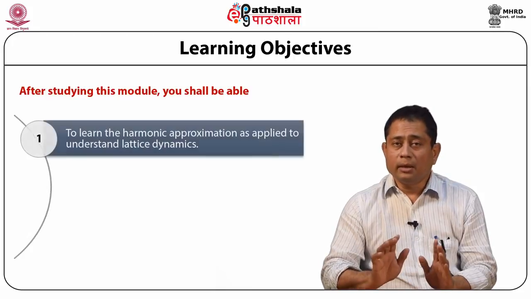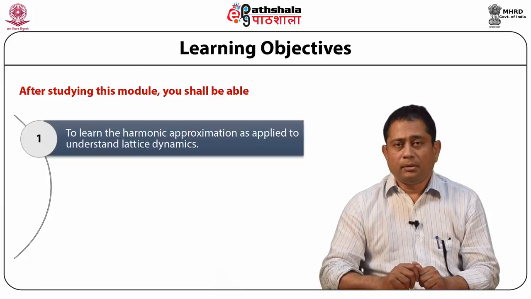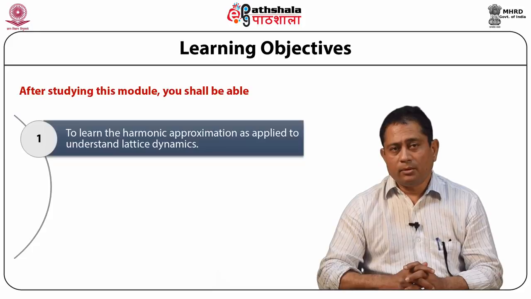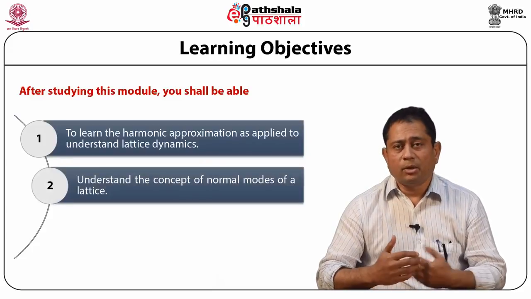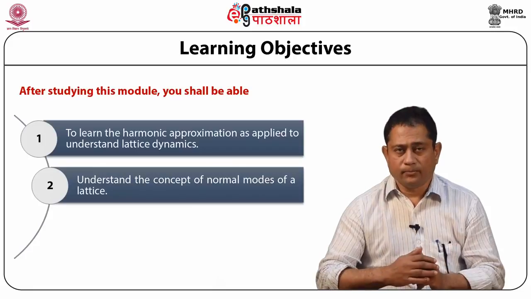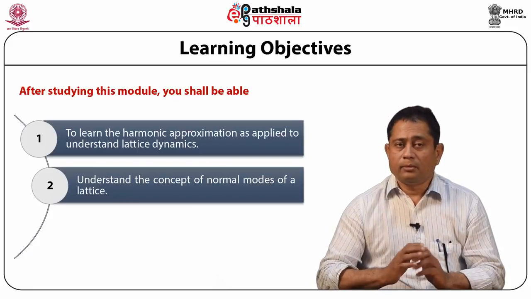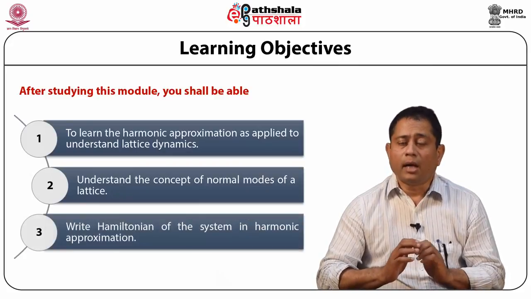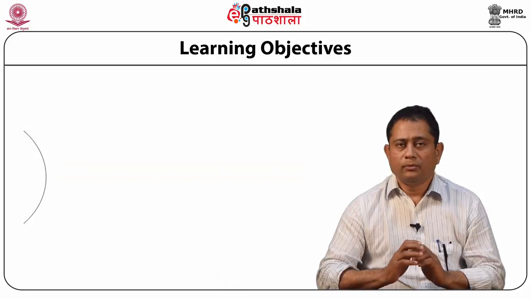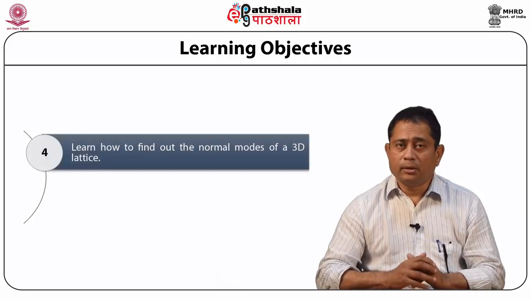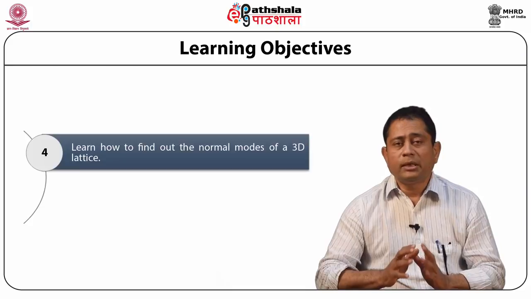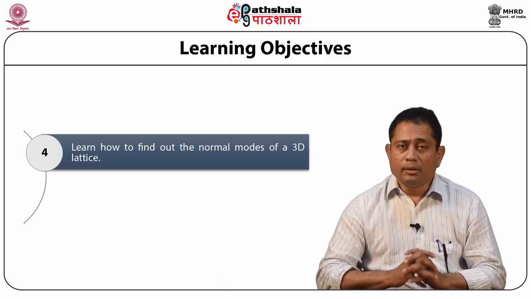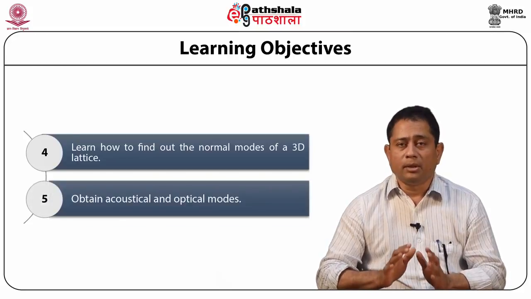First, learn the harmonic approximation as applied to understanding the lattice dynamics. Second, understand the concept of normal modes of a lattice. Third, you should be able to write the Hamiltonian of the system in the harmonic approximation. Fourth, you will learn how to find the normal modes of a 3-dimensional lattice. And finally, you will learn how to obtain the acoustical and the optical modes.